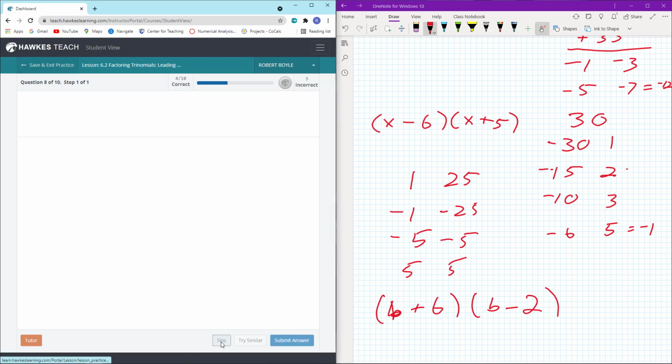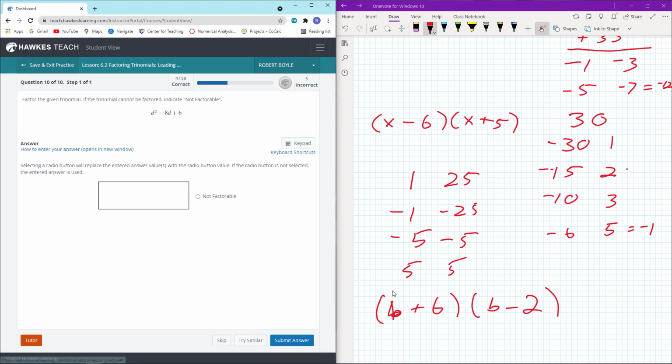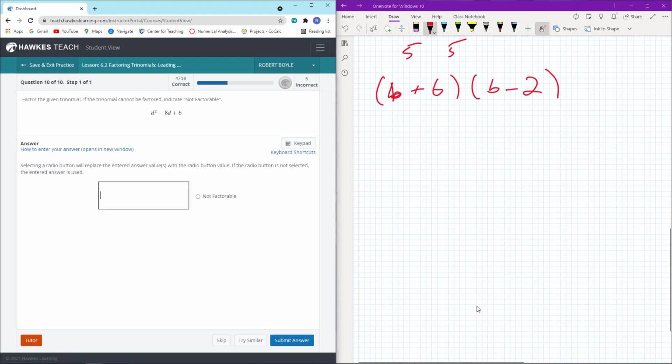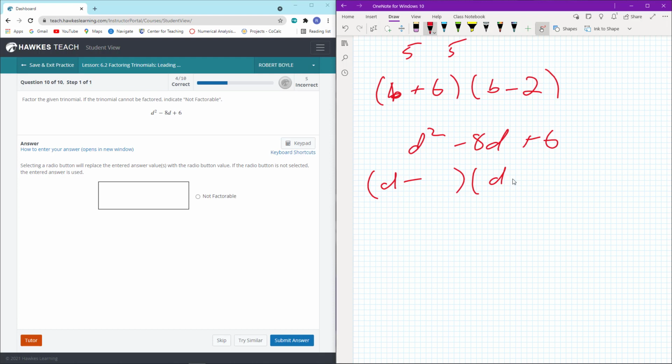And then here is the one I want to look at, and is this one right here. Here we have d squared minus 8d plus 6. Okay, since we have a plus here and a minus here, this is going to be of the form d minus something times d minus something else. All right, so we need to find negative factors of 6 that will sum to negative 8.